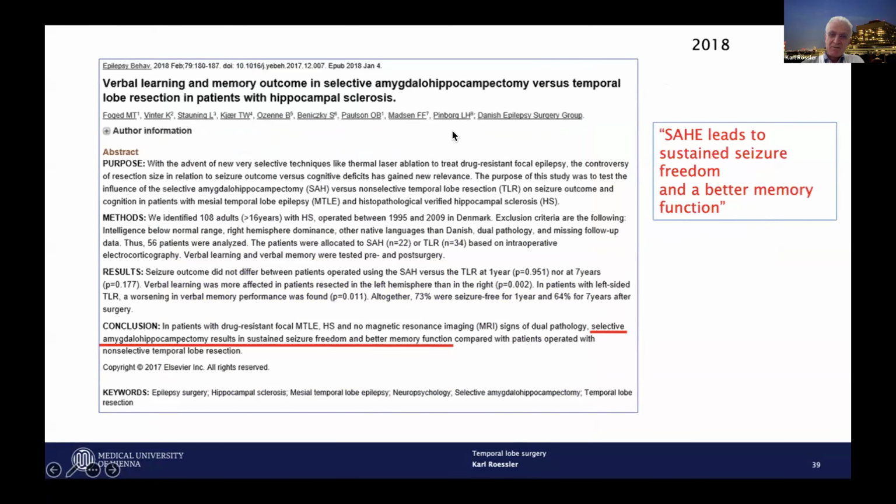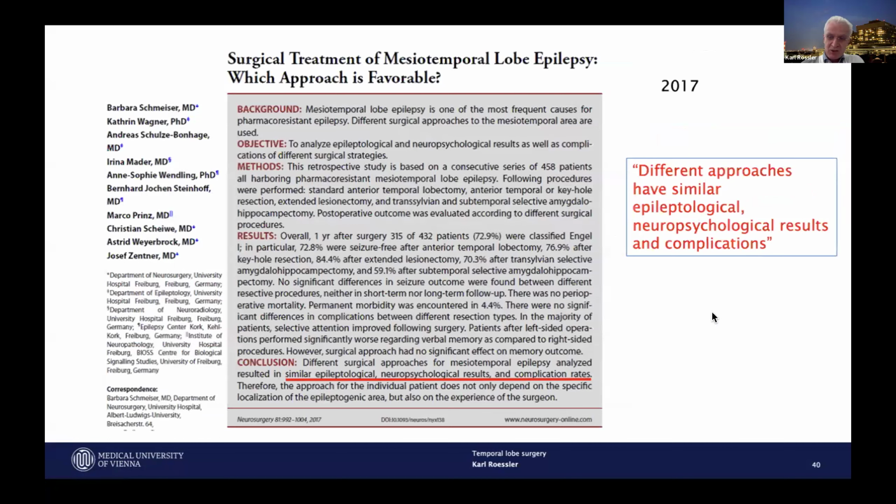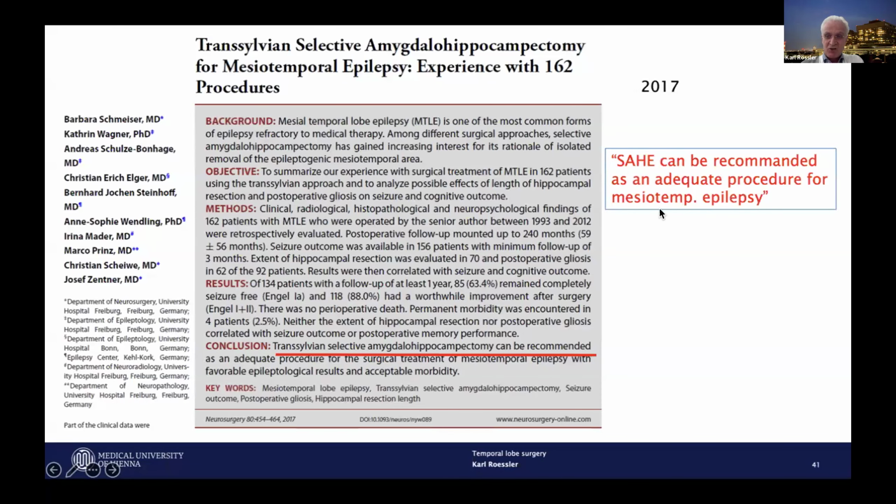Another maybe important paper from the Danish group is this one. It was published in 2018, and it said that SAHE leads to sustained seizure freedom and also a better memory function. And there are two papers which I also want to mention. They are coming from Freiburg, from Josef Zentner and his group. In one, he compared different approaches and came to the conclusion that they have similar epileptological and neuropsychological results and complications. And interestingly, in the same year, he published another paper about SAHE patients, and he stated that SAHE can be recommended as an adequate procedure for temporal lobe epilepsy.